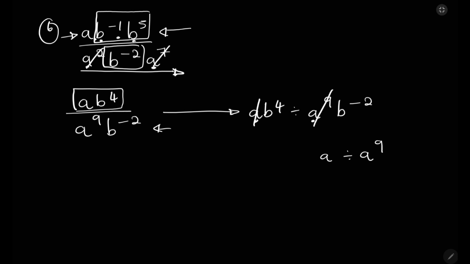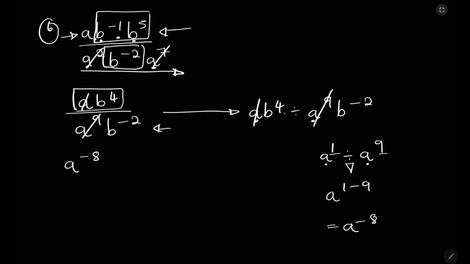You can cancel this so that it doesn't confuse us. So this is basically a to the power 1 divided by a to the power 9, right? You have the same bases that are divided. What do we do to their exponents? We subtract them. So this will be a to the power 1 minus 9, which is a to the power minus 8. So we can write down our a to the power minus 8 there to show that we are done with a and a to the power 9.